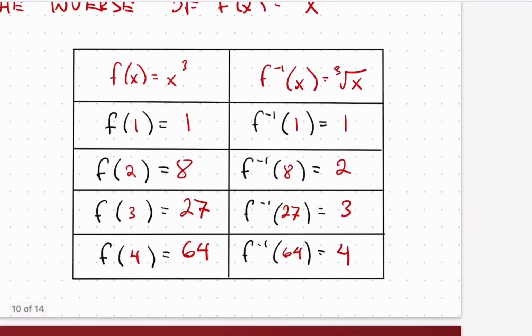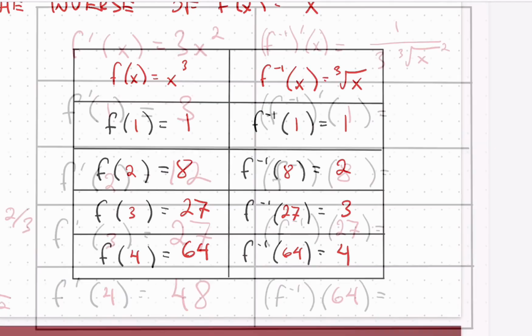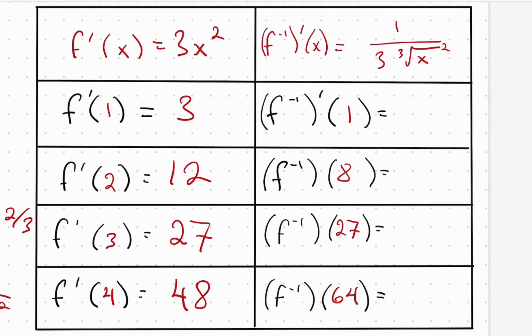Let's look at the table we made before. For f inverse prime, the values we plugged in for x were 1, 8, 27, and 64. If we plug 1 into f inverse prime, we'd have 1 divided by 3 times the cube root of 1 squared. So the cube root of 1 is 1. 1 squared is still 1. 3 times 1 is 3. Our answer for that would be 1 divided by 3.